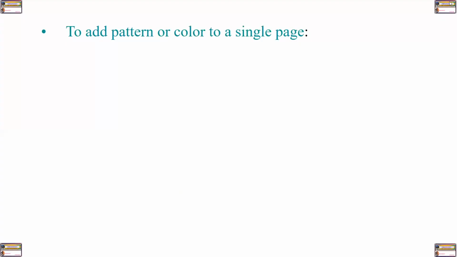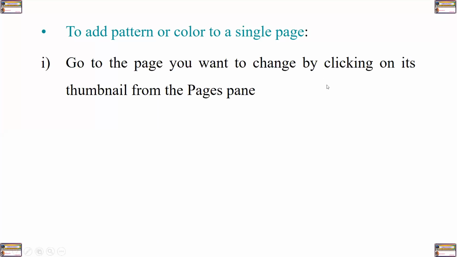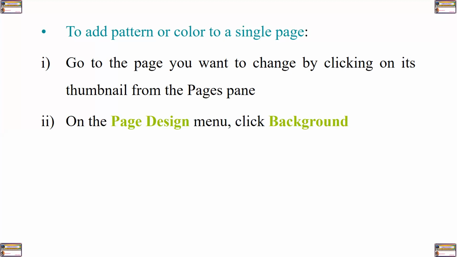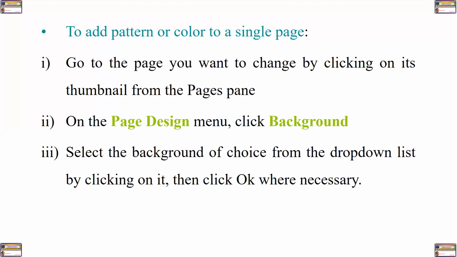It is also good to have your publication pages having a certain color or a pattern. So if I want to add some pattern or color to a single page, what I need to do is to go to the page I want to change by clicking on its thumbnail from the page or pages pane. Then on the page design menu, I click background. Select the background of choice from the drop-down list by clicking on it, then click OK where necessary.